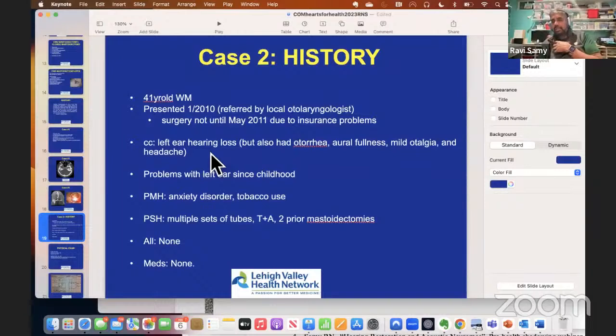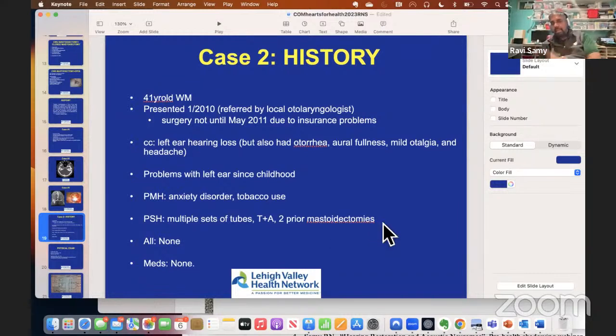And that's a challenge because hearing loss can be due to wax. Hearing loss can be due to a hole in the eardrum. Hearing loss can be due to aging, noise exposure, things like that. So you had all these other symptoms, from discharge to the ear, to fullness and pressure in the ear, to ear pain, headache. He's had problems since childhood. He has a history of anxiety disorder, tobacco use. He's had multiple sets of tubes, tonsillectomy, adenoidectomy, and then 2 prior mastoidectomies.